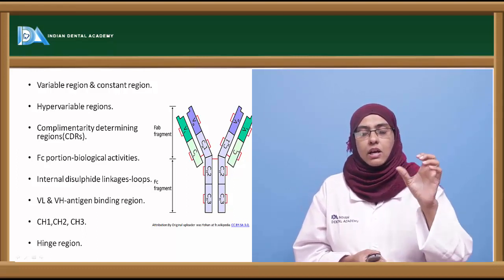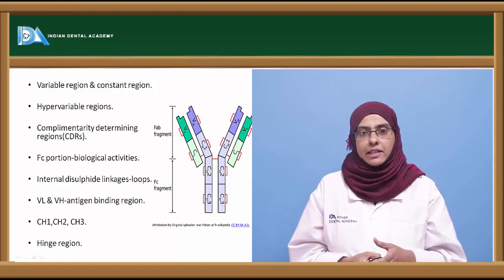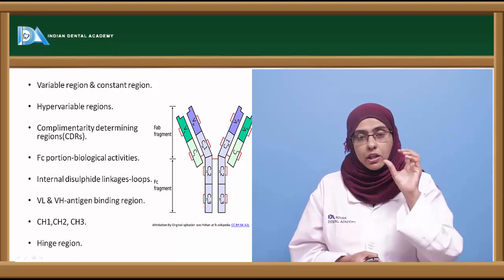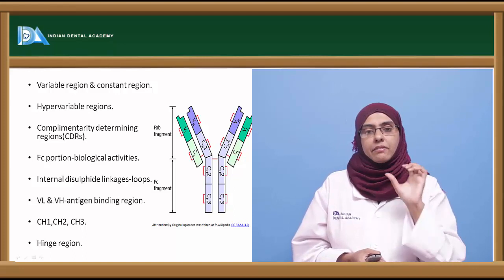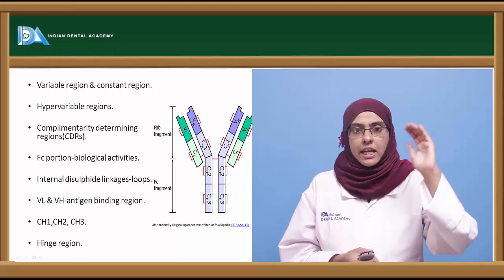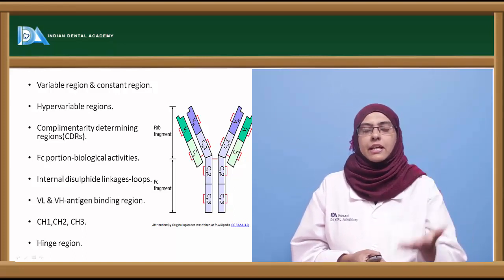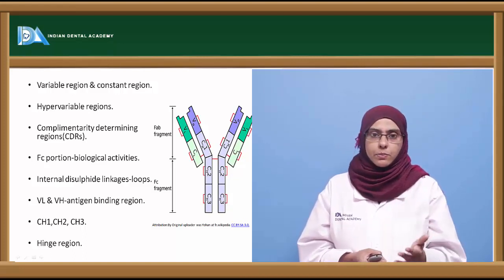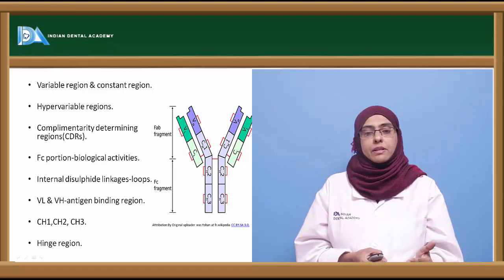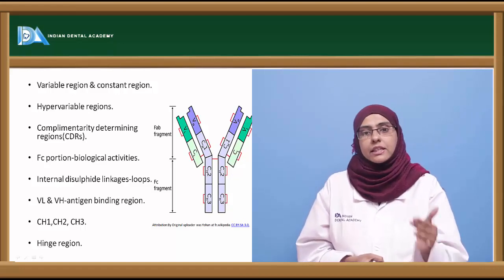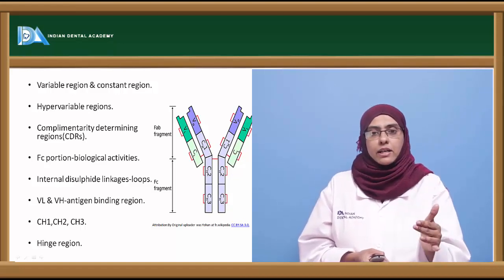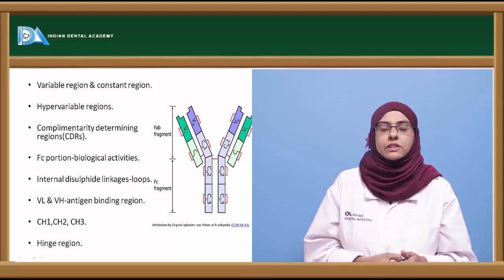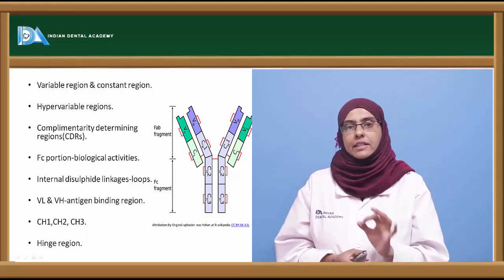It is not all 110 amino acids that are involved in binding with the antigen, but there are certain hot spots which are called the hypervariable regions. A few amino acids among the 110 interact with the antigen, so they are called the hypervariable region or the hot spots. Among these hypervariable regions, there are certain amino acid sequences that directly interact with the antigen, which are called complementarity determining regions.